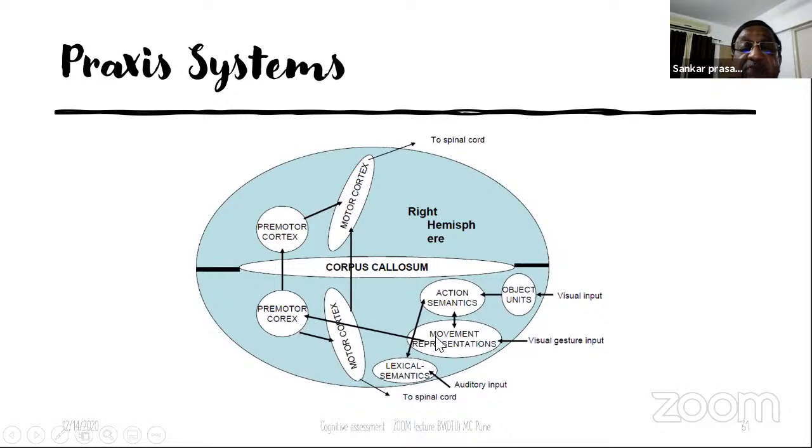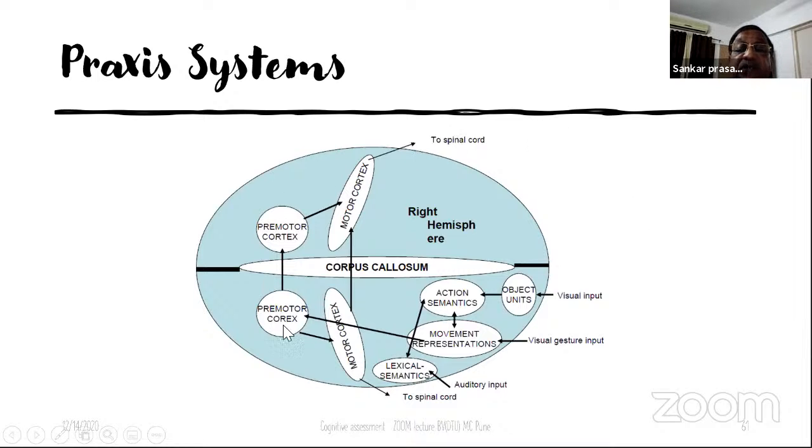And from these, what will happen? They go to the premotor cortex on the ipsilateral side. They cross the corpus callosum and go to the premotor cortex, that is the supplementary motor area, on the right side. And so from the motor cortex, the impulses go to the spinal cord to perform an act. So this is the praxis circuit, which you should know. From the right side it goes to the left, from the left side it goes to the right side, and the impulse.